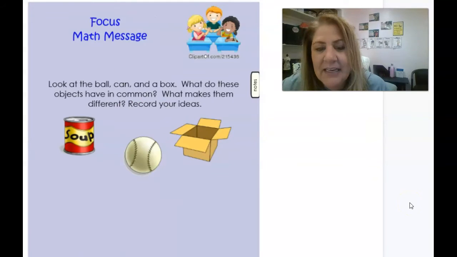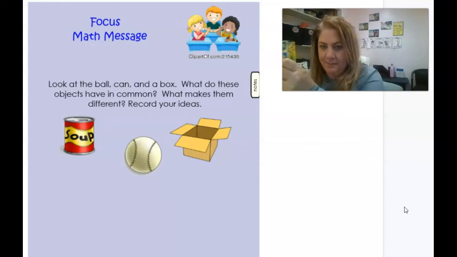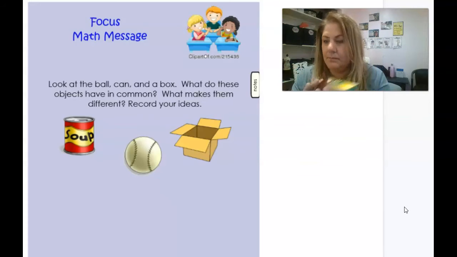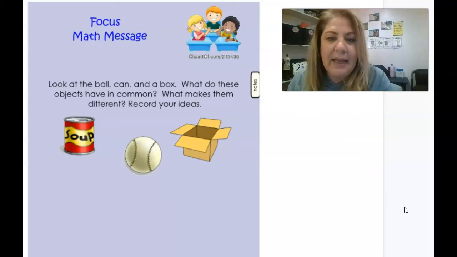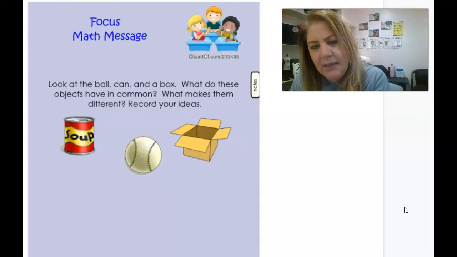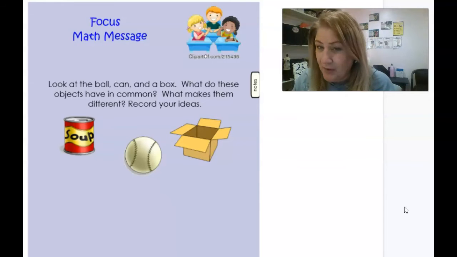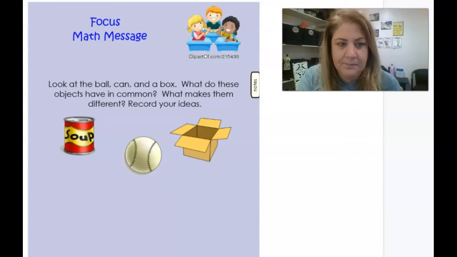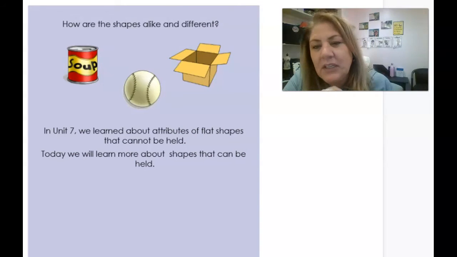Today we're looking at a ball, a can, and a box. Box, a ball, and a can. These are things I found around my house. And what do these objects have in common and what makes them different? I want you to think about that answer. I know it says record your answer or your ideas here, but we're just thinking about it right now.